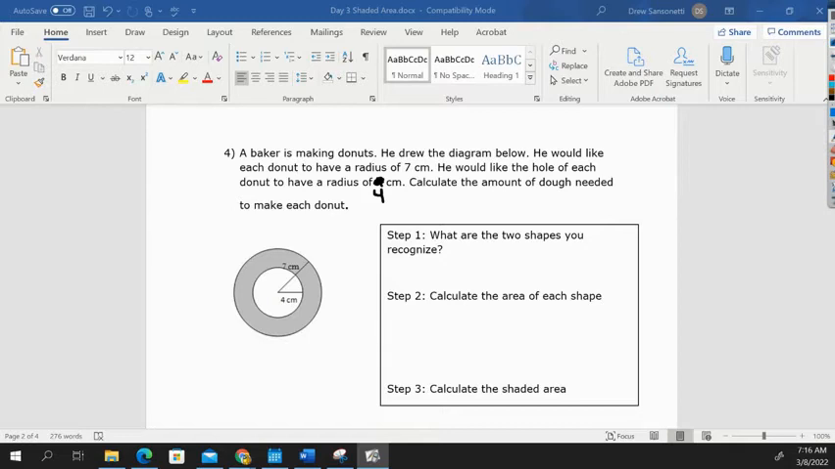So once again, we're going to do the same thing. Find the area of both circles, and then we'll just subtract that center white circle. Whatever the area of that center circle is, we're going to subtract it from the problem. So I see 2 circles.